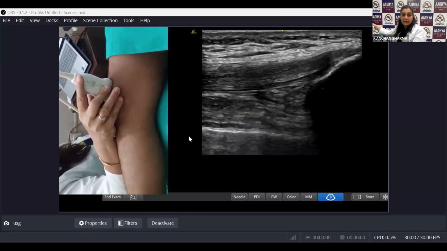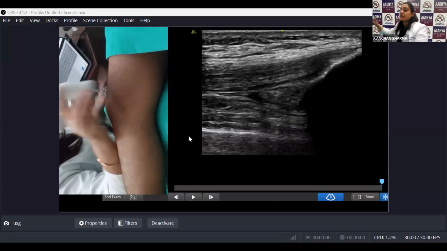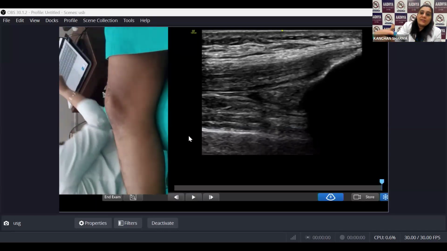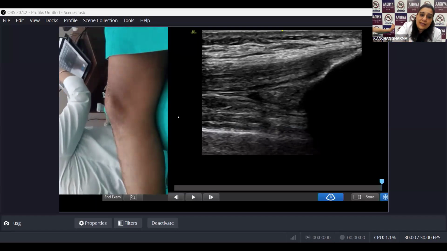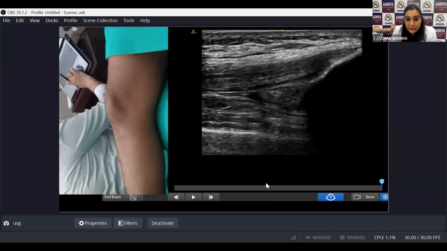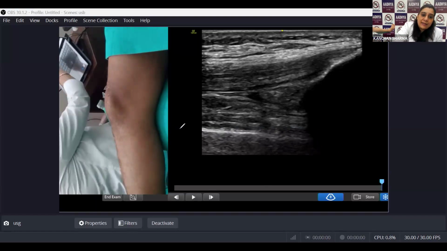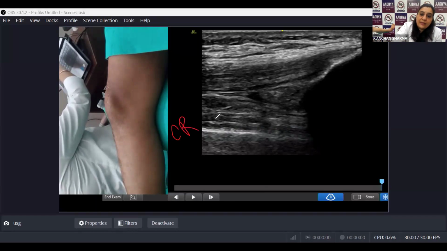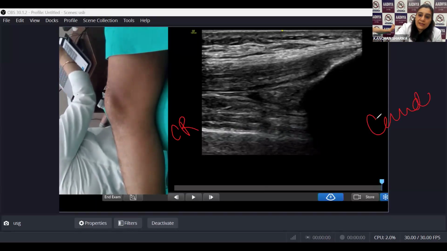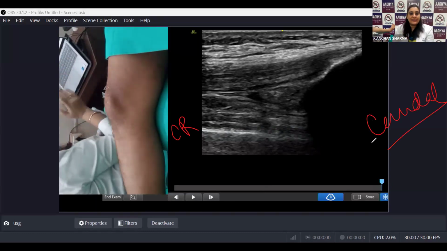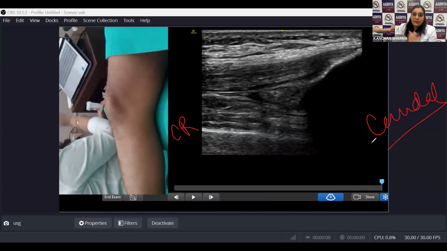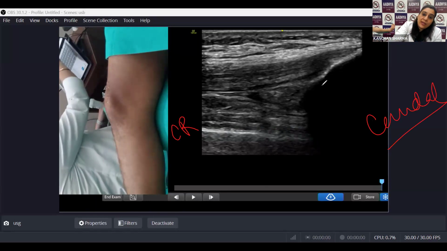I can make it look better, and I will freeze it here. So what are we seeing here? Since this was the cranial, okay, let me switch on the annotations. So this was the cranial side, and this is the caudal side. That is how my probe was. I was looking at the sagittal section of the quadriceps tendon. So where did I keep my probe? I kept my probe over the patella. So this is the patella. Now this bone which you are seeing here, that is the femur.